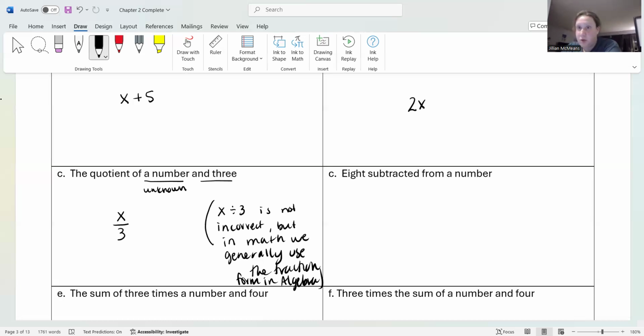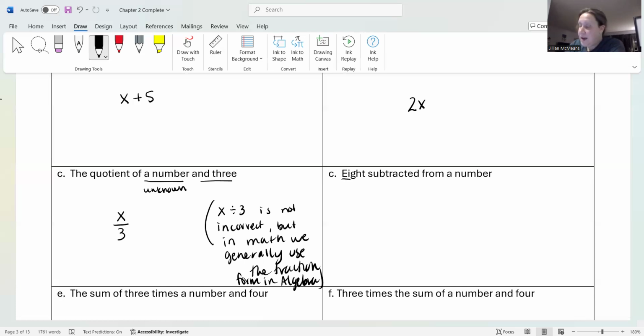Okay, part C, subtracted from. We already know the subtraction is going to be here. They've laid it out quite literally in black and white. So we have 8 subtracted from a number. When you're dealing with subtraction, order absolutely matters. So you have to be really, really careful, okay?